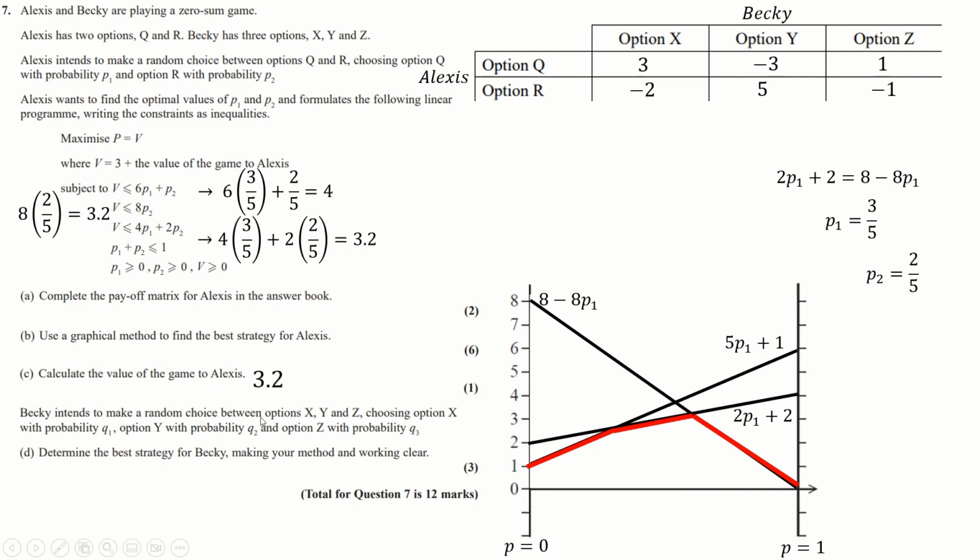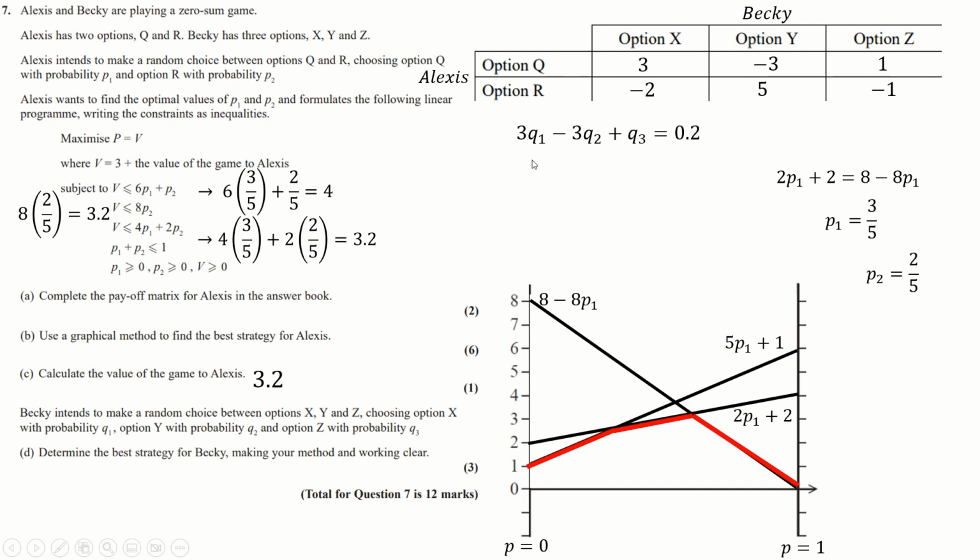Becky intends to make a random choice, probabilities Q1, Q2, and Q3. Determine the best strategy for Becky. Now, there's a couple of ways you could do this. The first thing you could do is just do the opposite to this, right? So this was reading down the columns to make some stuff for Alexis's payoff. We could read across the rows to do the same for Becky. So Becky's winnings, we can say here, are 3Q1 minus 3Q2 plus Q3 equals 0.2.